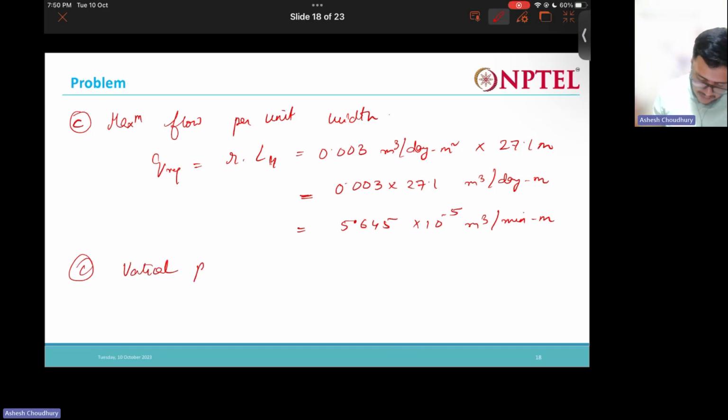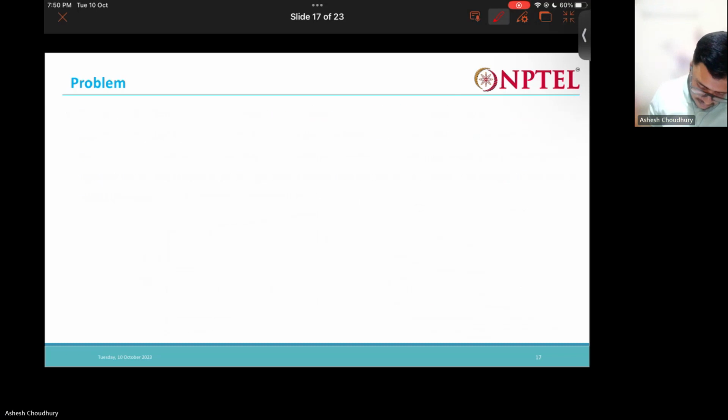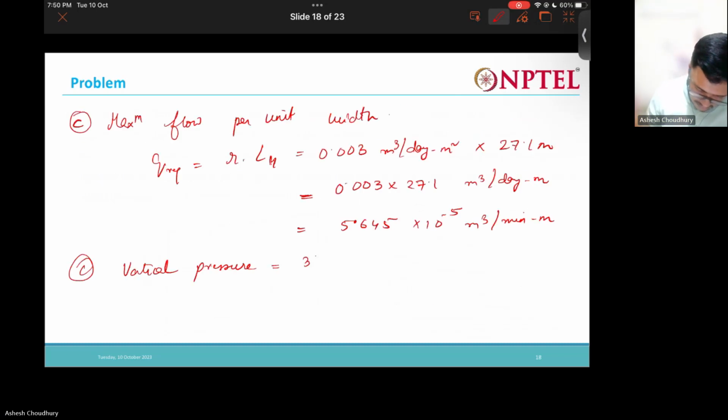Now, vertical pressure. What is the vertical pressure that will be coming on the geonet? 35-meter high waste. So 35 into unit weight of the waste, 35 into 13, corresponding to 455 kPa.